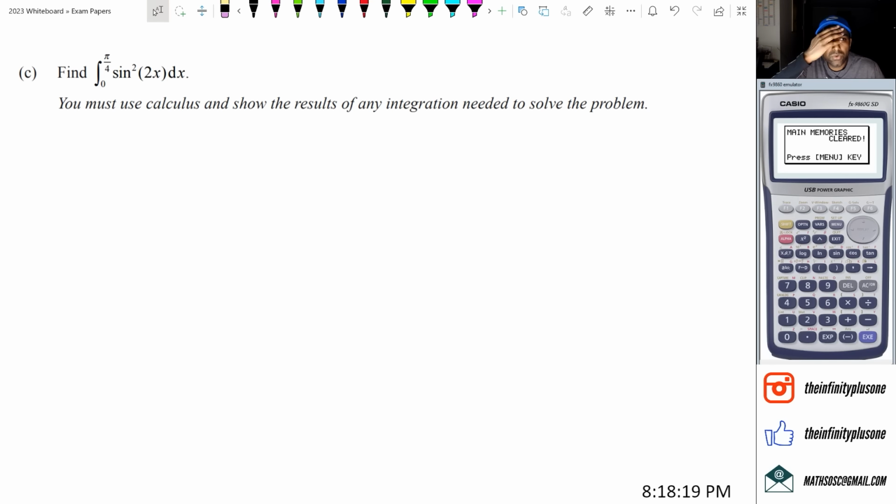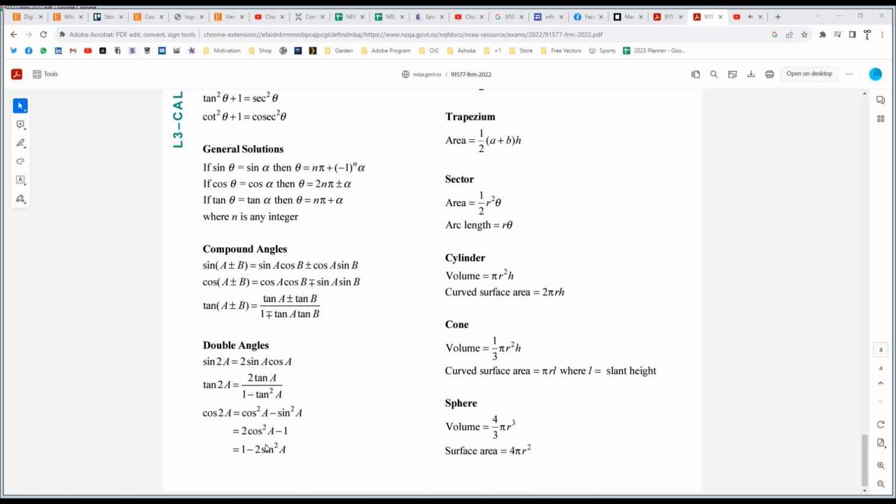Alright guys, with question 1c, remember that we can't integrate sine squared x directly, so we need to replace it. We have to go down to the double angle formulas, this particular one here, the one that says cos 2a equals 1 minus 2 sine squared a. So I'm going to copy that equation out first: cos 2a equals 1 minus 2 sine squared a.